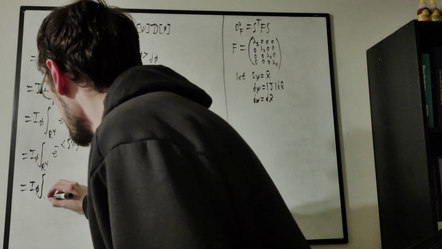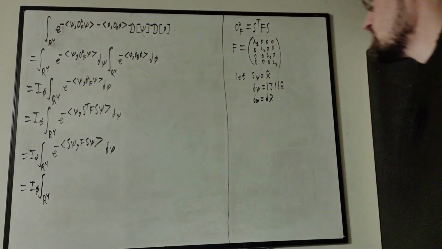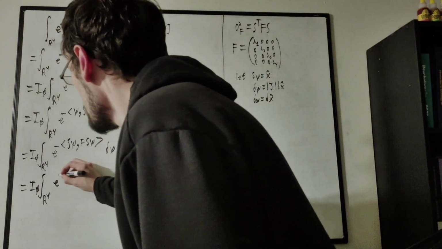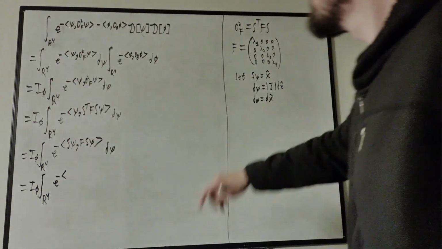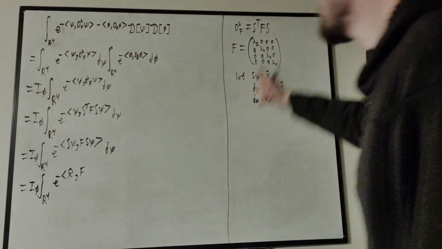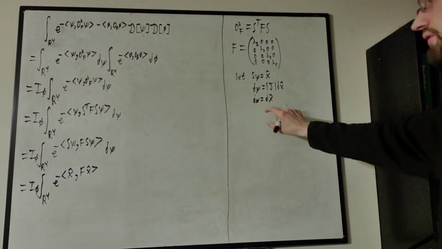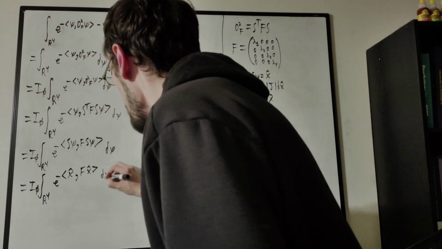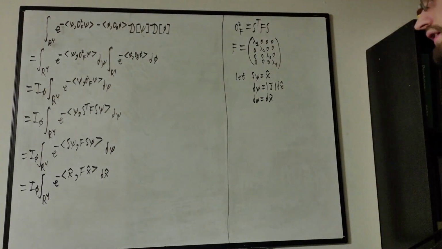So filling in this information, we have I sub phi times the integral over the same bounds, which is R4, of the function e to the negative inner product. S times psi, we agreed, is equal to this 4 vector x hat, with this matrix F acting then on the 4 vector x hat. And our differential d psi, we agreed now, is in respect to the x hat operator, the 4 vector.